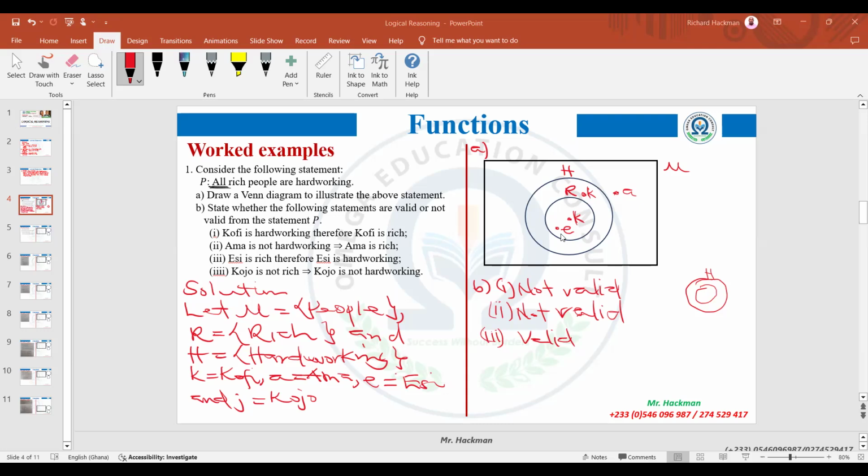I hope you get it. It's just like, let me take Kakumodo and Wesley Girls. Wesley Girls is contained in Kakumodo. Am I right? So if you are in Wesley Girls, you are in Kakumodo. Am I right? Yes, please. You can be in Kakumodo and not be in Wesley Girls.